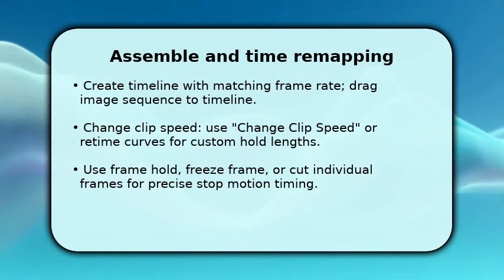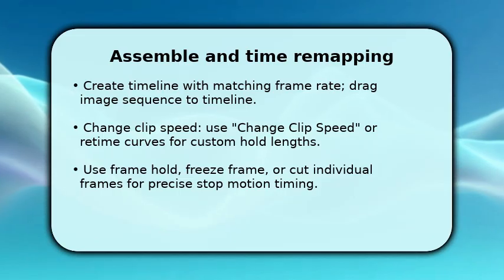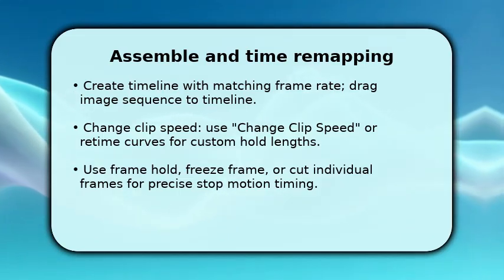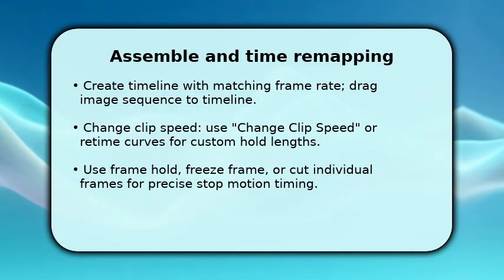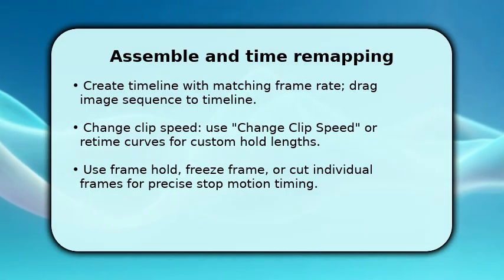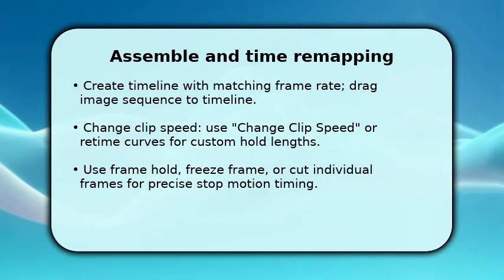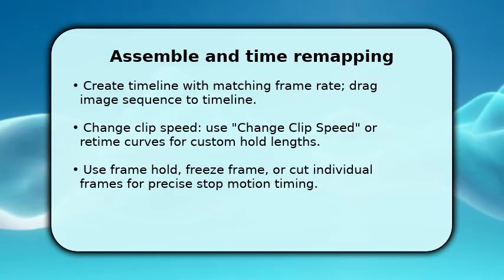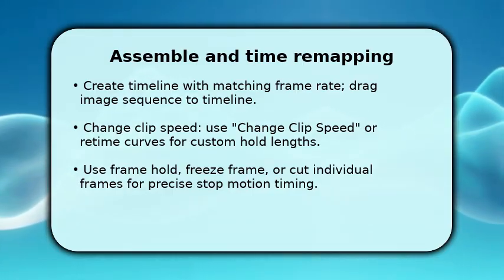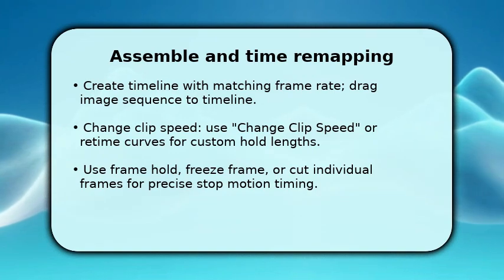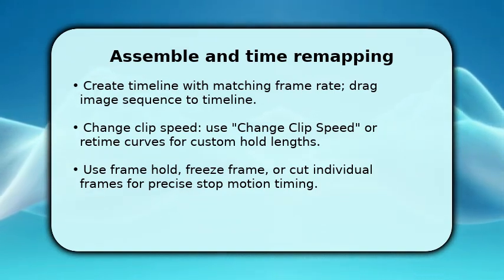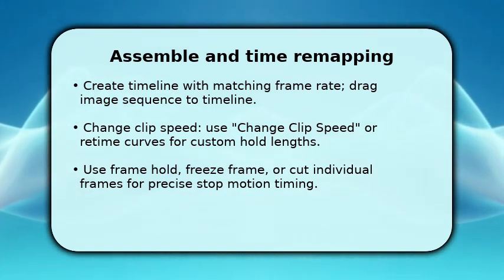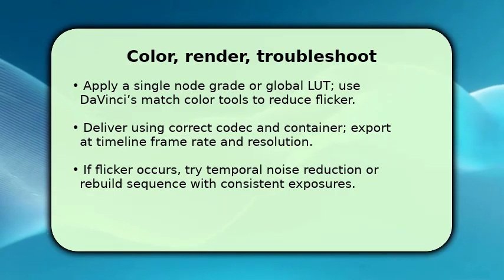You now assemble and fine-tune timing by working directly on the timeline. Drag the imported image sequence into a timeline that matches your chosen frame rate. This ensures one image equals one frame if needed. To adjust exposure per frame or create longer holds, use change clip speed or split frames and extend individual stills. Alternatively, apply retime curves for smoother timing adjustments. Make sure to disable optical flow. Use frame-by-frame holds, so Resolve doesn't interpolate motion between frames and ruin your animation.